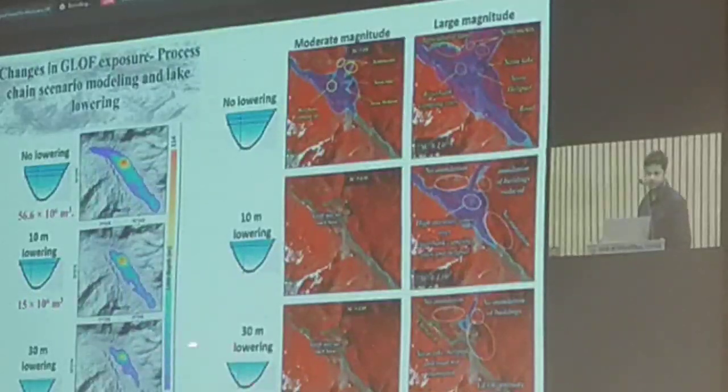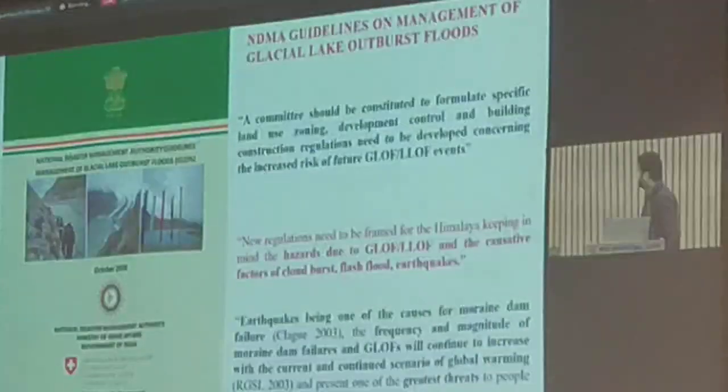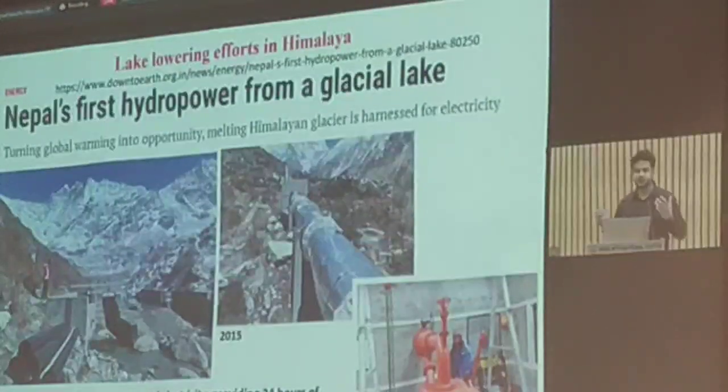If we further reduce it to 30 meters, of course, there is no exposure. But if we look into large magnitude, we see that if we lower by 10 meters, it is significantly reducing the exposure. But if we reduce it by 30 meters, there is no exposure at all. So how can these be important?